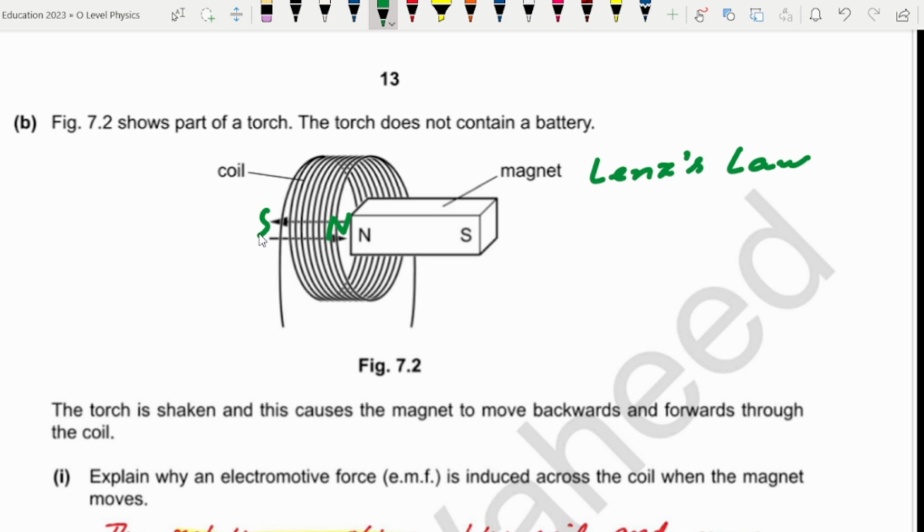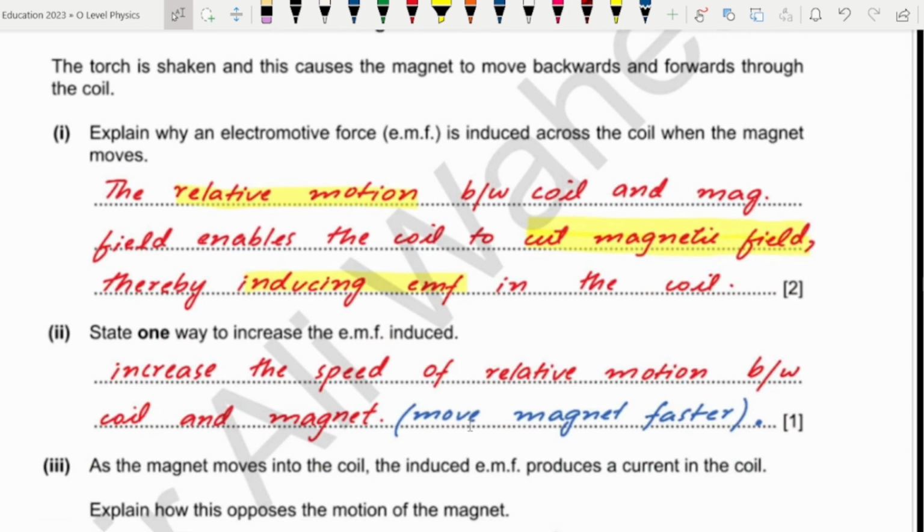So it's basically whatever you're trying to do, the coil will try to do the reverse of it. If you're trying to move the magnet away from the coil, then the coil will try to attract the magnet towards it, and in that case there would be south pole over here, north pole over here. Only then the coil can attract the magnet. So whatever we're doing with the magnet to the coil, the coil tries to do the opposite to the magnet. This is Lenz's law in simple words.